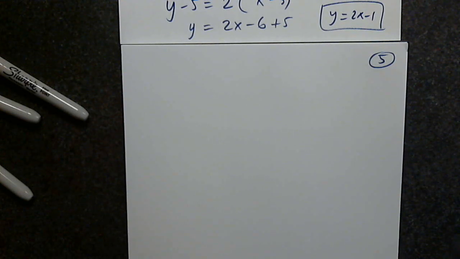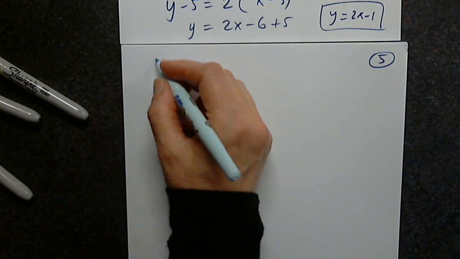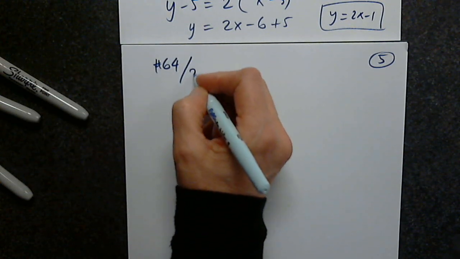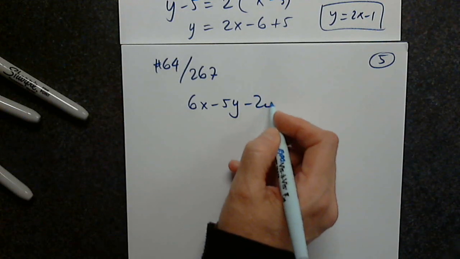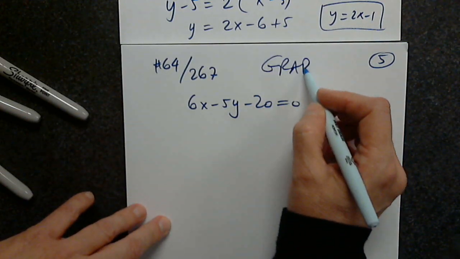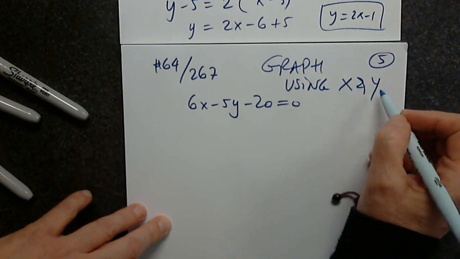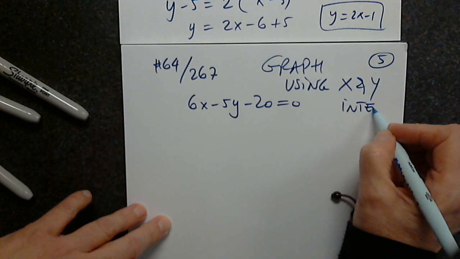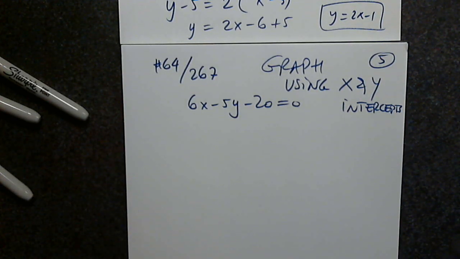Here's the second type. 64 on 267. 6x minus 5y minus 20 equals 0. We're asked to graph using x and y intercepts.